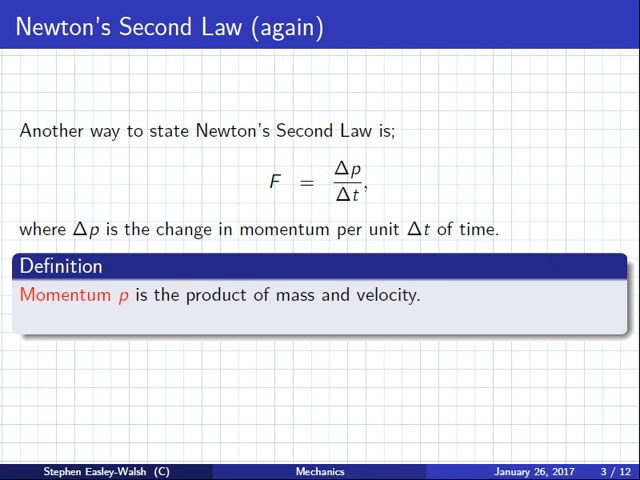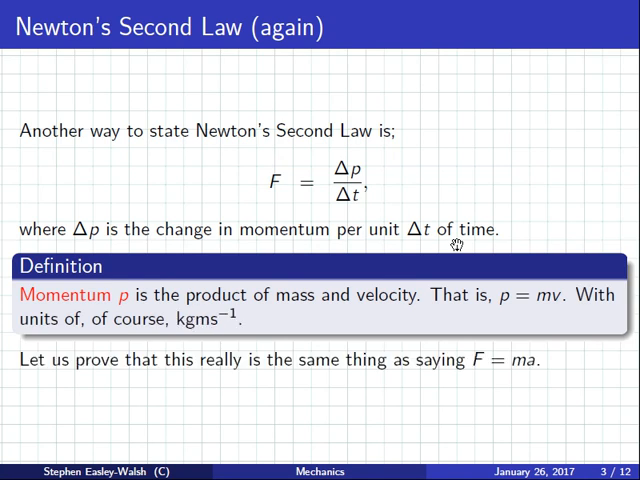So, does that make momentum a vector or a scalar? It's a vector. Good. It's a vector. That is P equals mv, and what are the units? The units. Very good. Kilogram meters per second. With units, of course, kilogram meters per second. And in a moment, I will prove that this is actually the same as F equals ma.